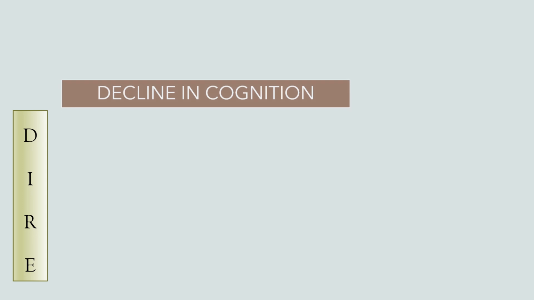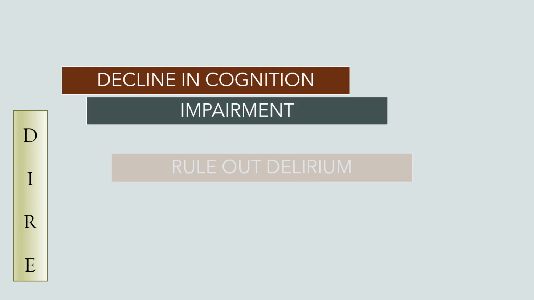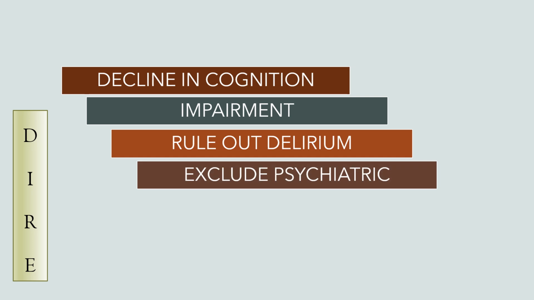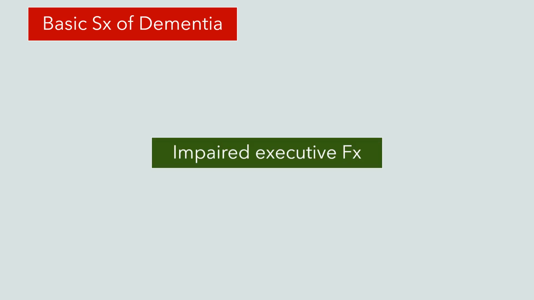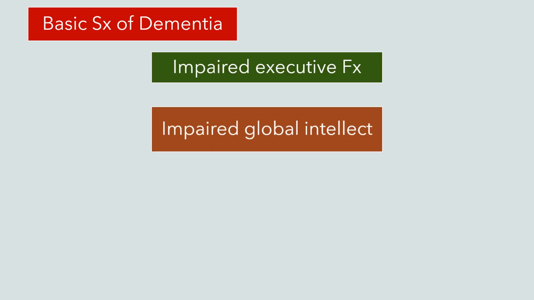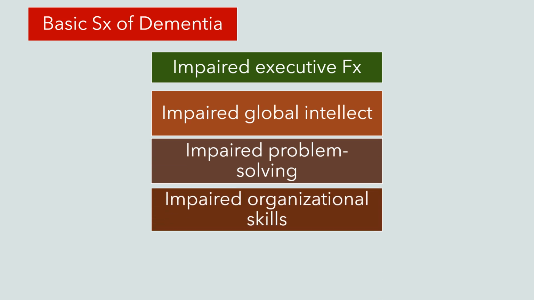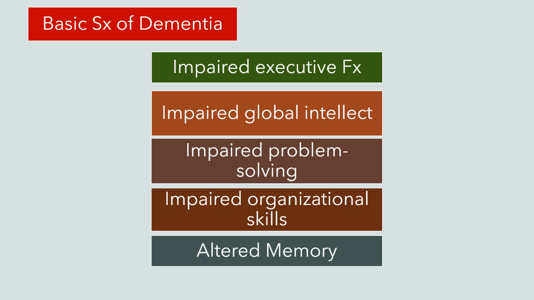The mnemonic for major neurocognitive disorder or dementia is DIRE, D-I-R-E: Decline in cognition, Impairment, Rule out delirium, Exclude psychiatric. Basic symptoms of dementia are impaired executive function, impaired global intellect, impaired problem solving, impaired organizational skills, altered memory.